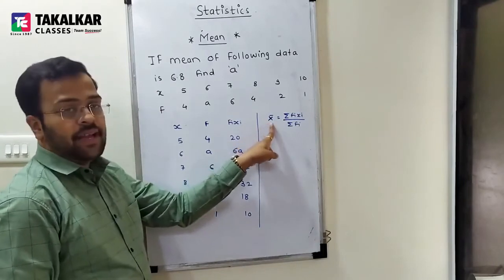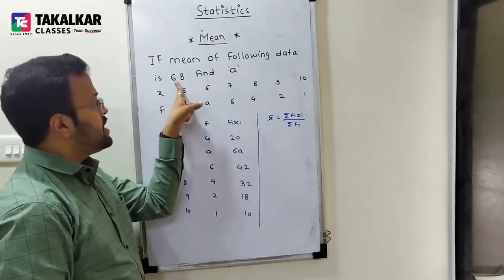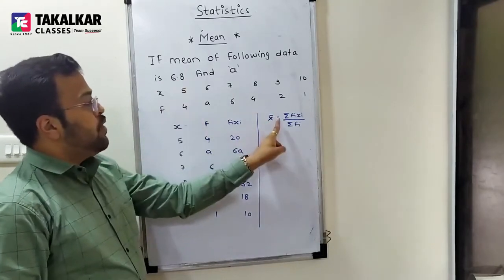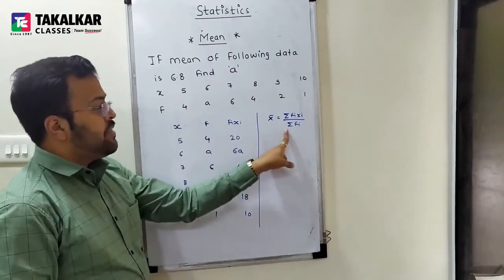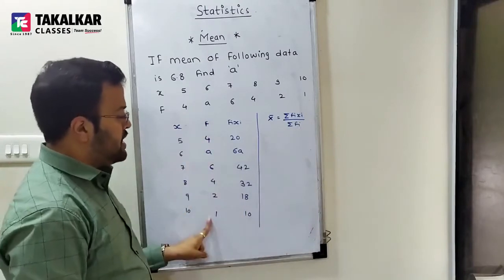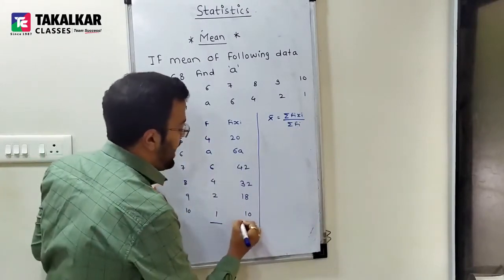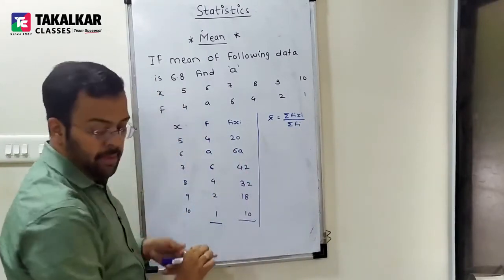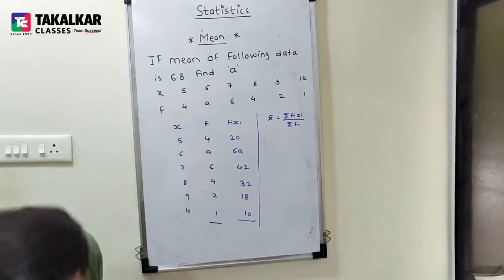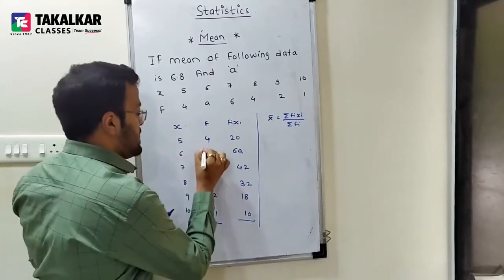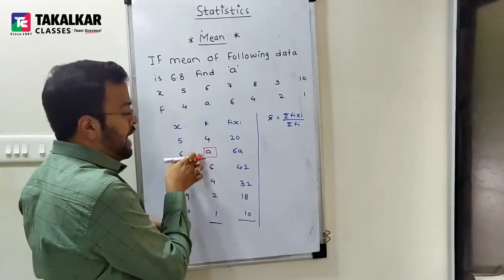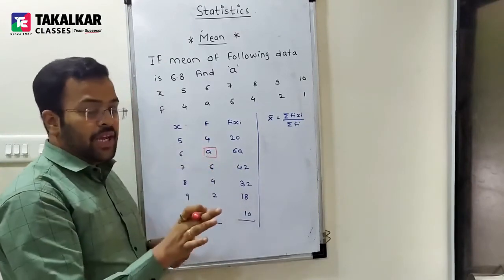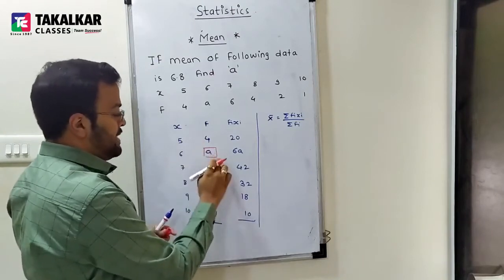Now what is X bar? X bar is the mean, which is already given, 6.8. What is summation Fi Xi? Addition of this Fi Xi. And what is summation Fi? Addition of this Fi. Now, while adding these two columns, you have to remember an important basic thing. This is A. So you can't add 4 and A. If you add 4 and A, this will be 4 plus A. So you have to leave this variable as it is.